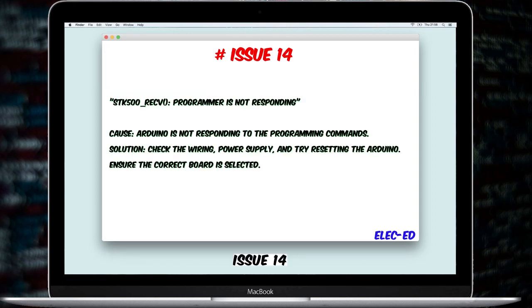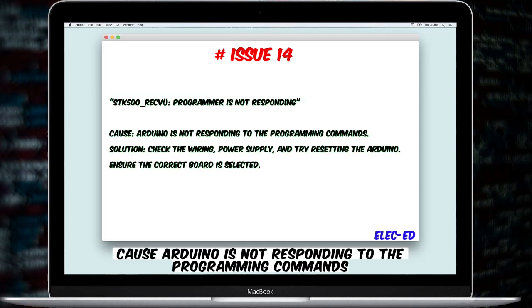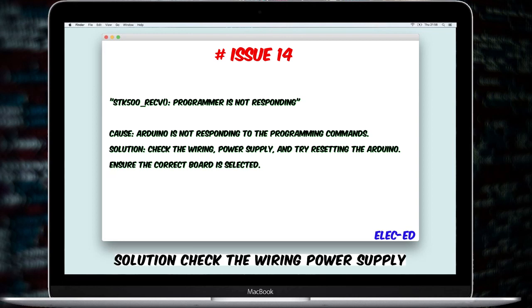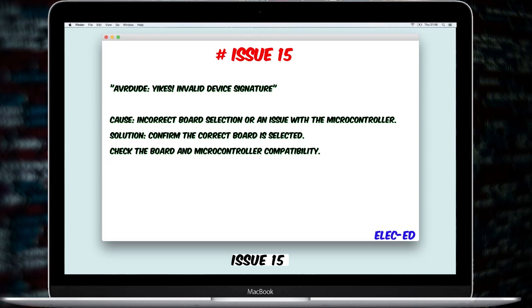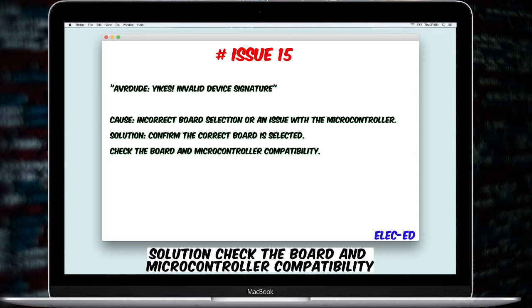Issue 14. Cause: Arduino is not responding to the programming commands. Solution: check the wiring, power supply, and try resetting the Arduino. Ensure the correct board is selected. Issue 15. Cause: incorrect board selection or an issue with the microcontroller. Solution: check the board and microcontroller compatibility.